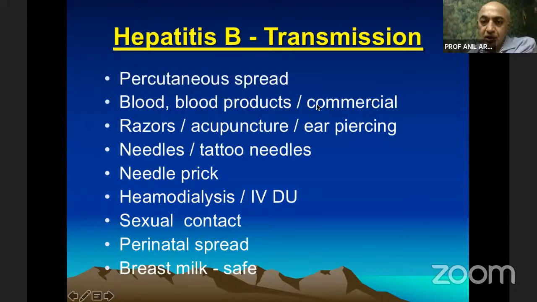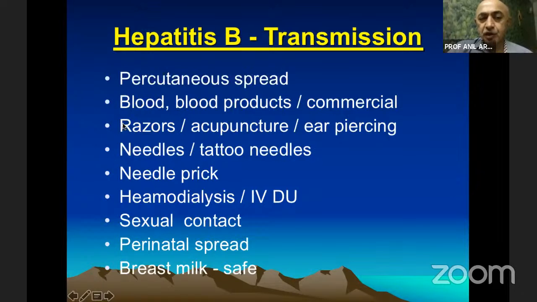That can occur with percutaneous spread like blood or blood-borne products. When we were doing our residency, we used to get commercial blood bank blood. That means you pay 400 rupees and you get a bottle of blood from the commercial blood bank. But thanks to realization by the Indian scientists and the Indian government, I am happy to announce that commercial blood banks are banned, and nobody is allowed to sell or use purchased blood. The only blood you can acquire in the Indian scenario is blood which has to come from voluntary donation.